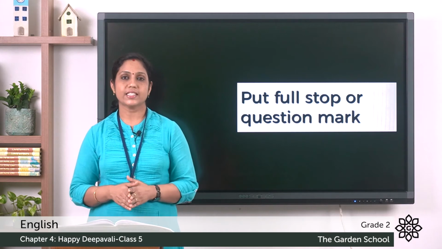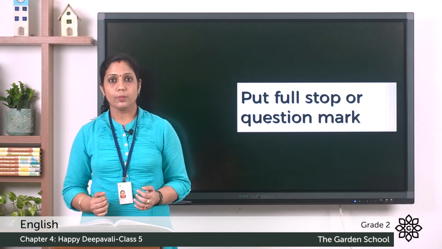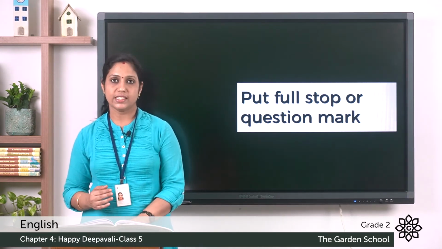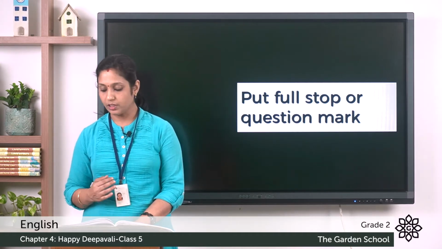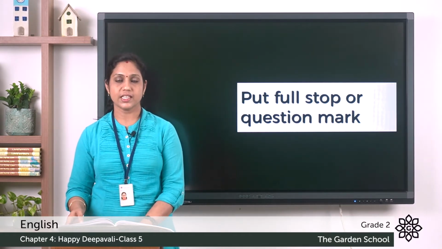Now let's move on to our next exercise. Put full stop or question mark at the end of these sentences. You can see that on page number 53 itself. So now let's read the sentences.